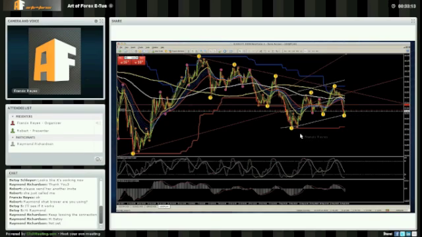Now, the other thing that we see is the volume of the market. We see how the market is reacting to different things, and that's why we go ahead and have an overview of what's going on in the market.